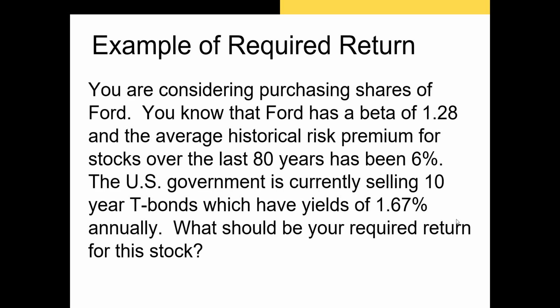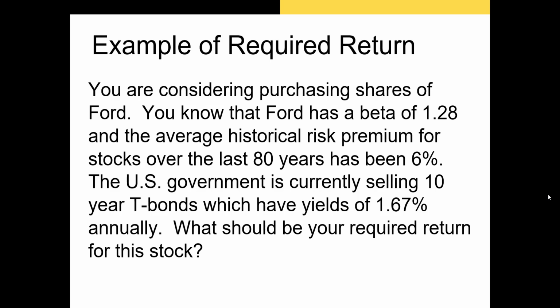Now, let's look at an example where the answer is not already provided. To do this, I'm going to move over to Excel. But let's talk about this example first. So you're considering purchasing shares of Ford. You know that Ford has a beta of 1.28, and the average historical risk premium for stocks over the last 80 years has been 6%. The US government is currently selling 10-year T-bonds, which have yields of 1.67% annually. What should be your required return for this stock?